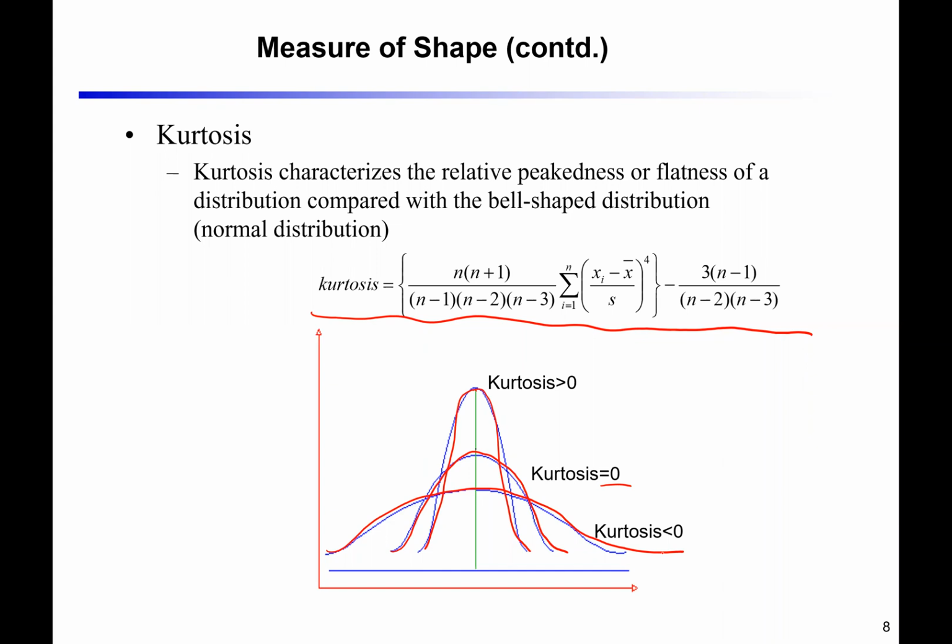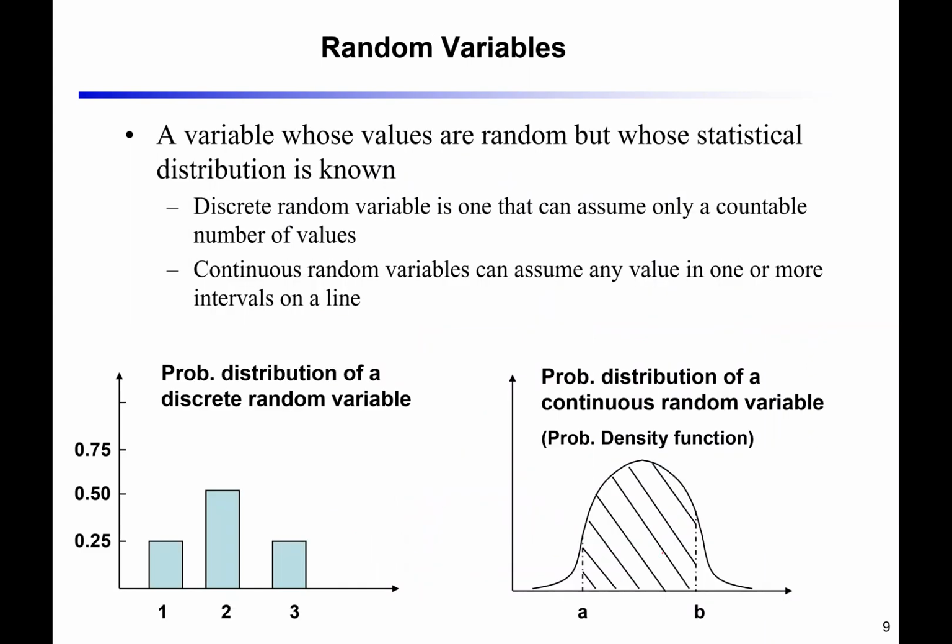Am I making sense? Now, random variable: a variable whose values are random, but whose statistical distribution is known, we call a random variable. So we have the discrete random variable, which can assume a countable number of values. For example, here we have 1, 2, 3 with probabilities 0.25, 0.25, and 0.5. If you add all the possibilities together, by the total probability rule, you get 1.